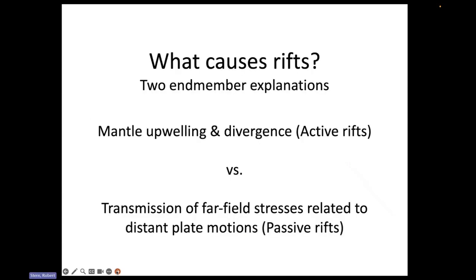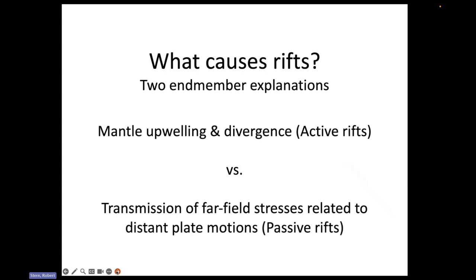All right. So what causes rifts? And there are two end-member explanations. One of them is called active rifting, and the other is called passive rifting. Active rifting is that there's a big mantle upwelling, and that causes a divergence in the overriding plate. And those of you that are impressed with the abundance of large igneous provinces associated with early rifts will go, that looks like a mantle plume was responsible.